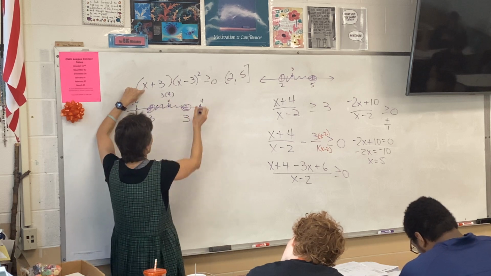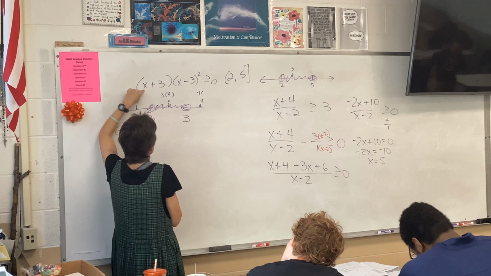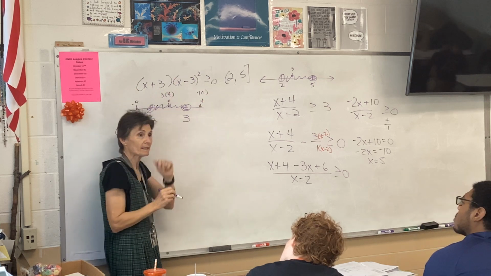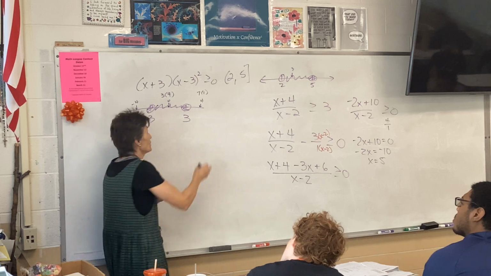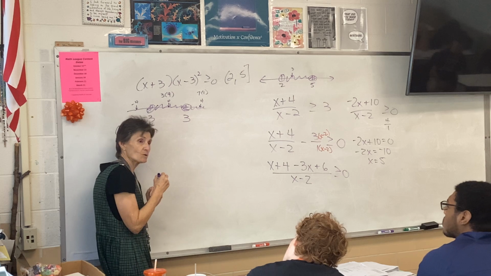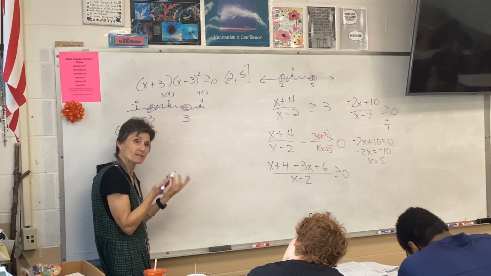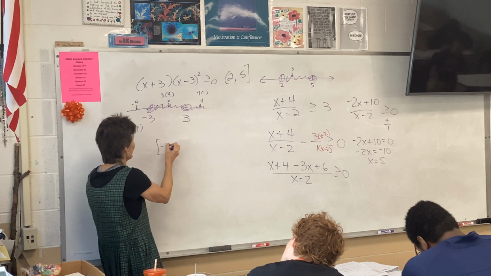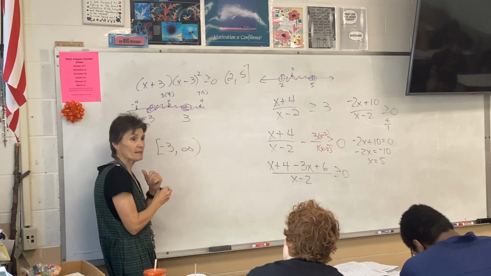4. 4 plus 3 is 7. 4 minus 3 is 1, squared is 1. Does that give me a number bigger than 0? Yes. Shade it. So then in the answer blank, I will write down everything that I've shaded, which is what? Bracket negative 3 all the way to infinity?